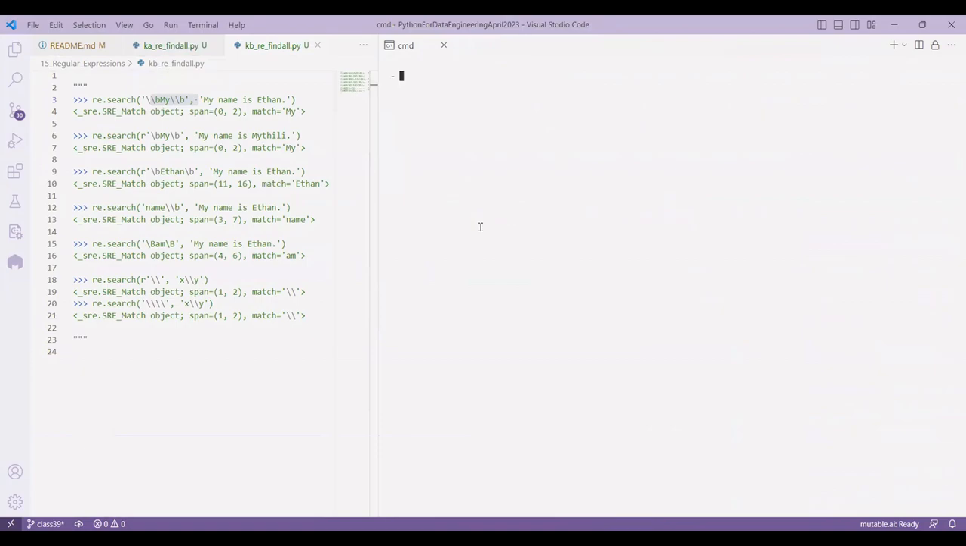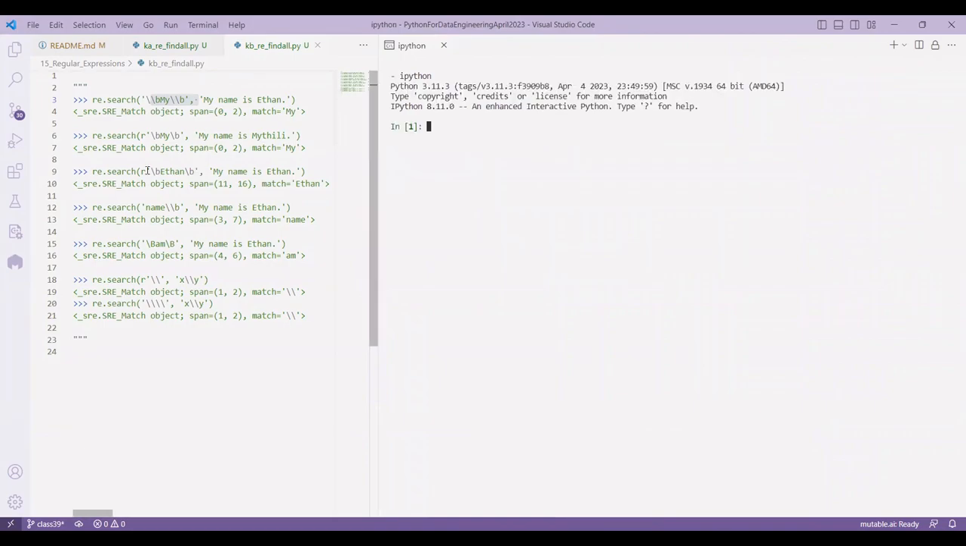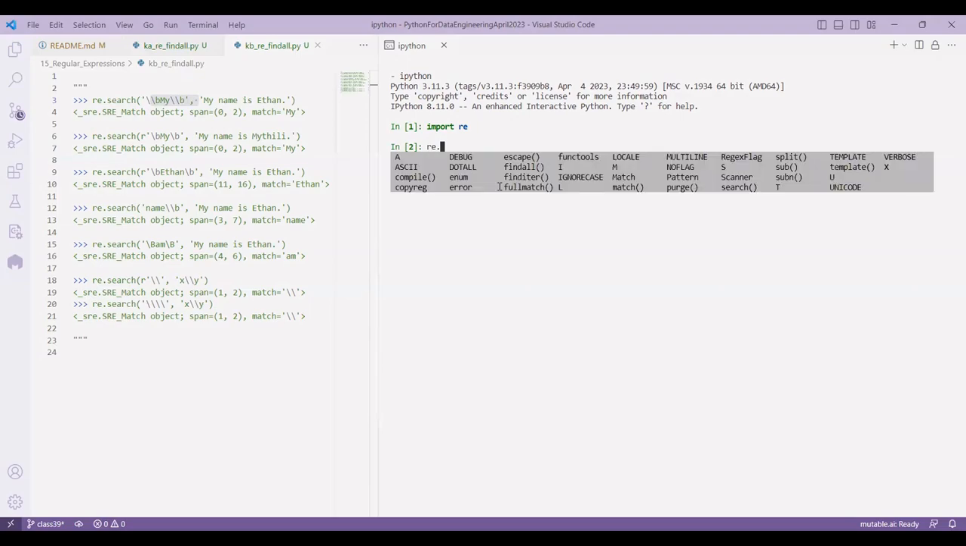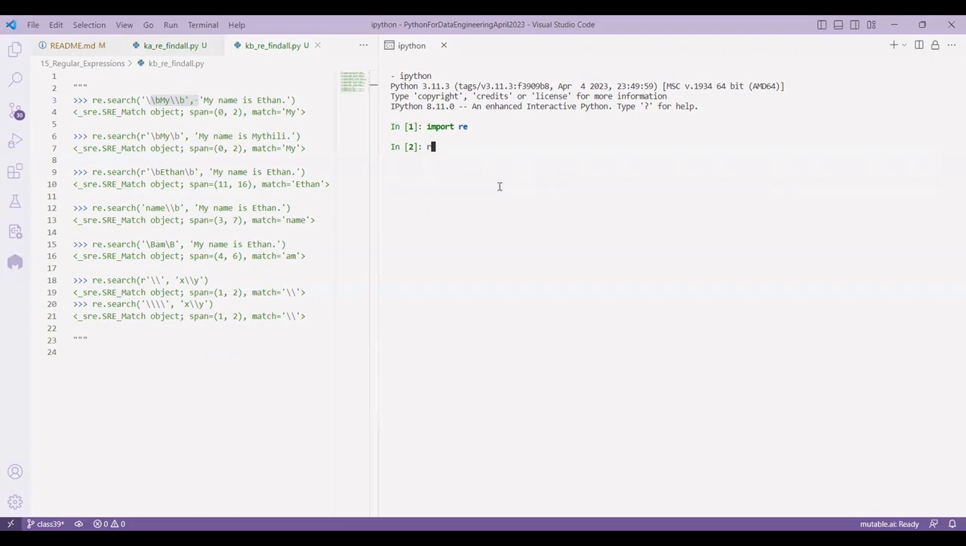In the terminal itself, you write IPython. IPython means you'll get a console where you can work. As I have everything framed here, I just want to use it. First, I import re, and if I type re and press tab, it gives all the options we have. These are all advantages we can get in the command line, and that is IPython.